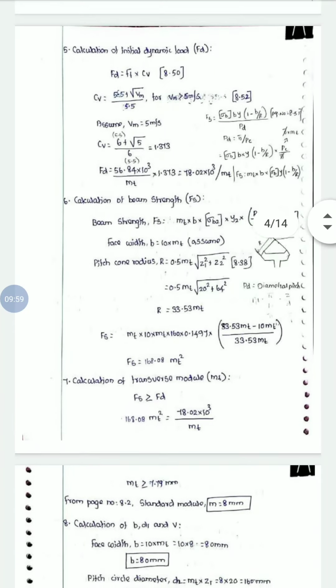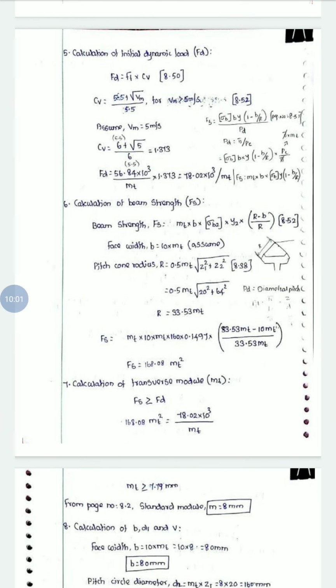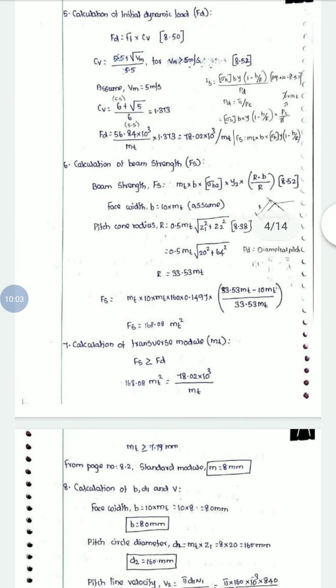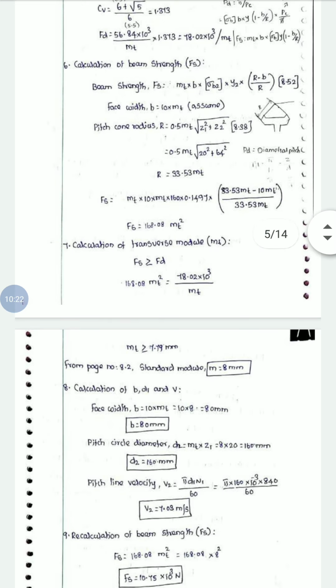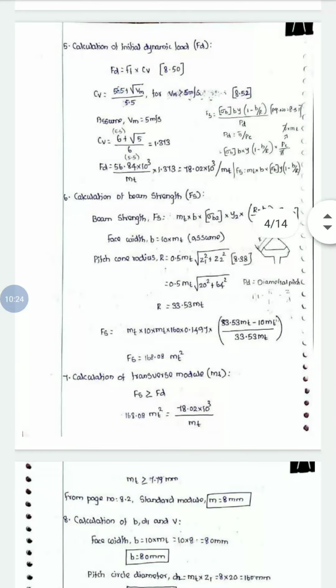Okay, after finding the CV value, we know the FT value. Now we can substitute the FT and the CV value to get the FD value, that is 56.84 into 10 power 3 divided by MT into 1.73, which is equal to 78.02 into 10 power 3 divided by MT. That is nothing but FD, which we get in terms of MT, the transverse module.